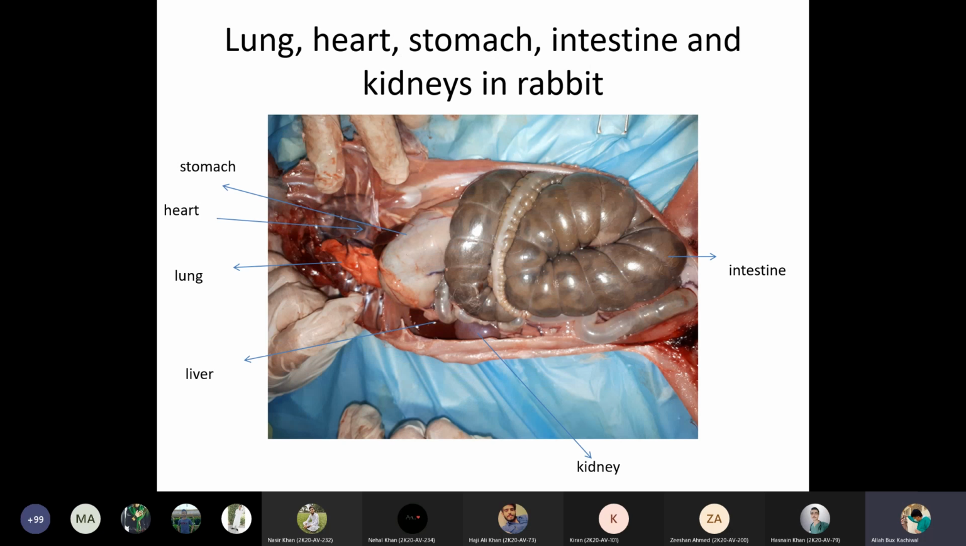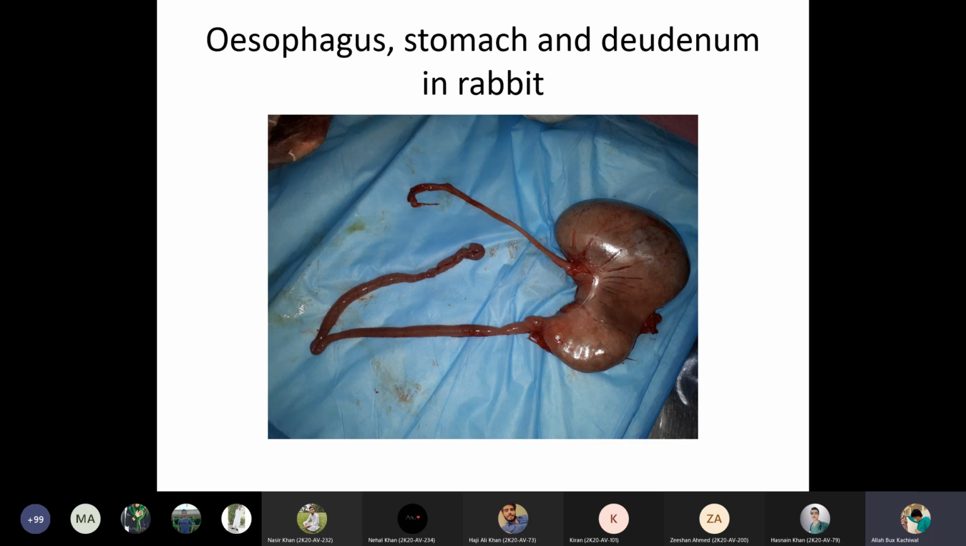If you see, there is the stomach of the rabbit, and the heart, and then the lungs and liver, the kidneys, and the intestine of the rabbit. When you are opening the abdominal cavity, you can see that the cecum is a larger portion of the intestine, which is covering the whole abdominal region, and even you can see the kidneys, and they have a connection with the ureter and the urinary bladder. So if you see, this is the esophagus, and then the stomach, and then the duodenum in the rabbit. This is the digestive system of a rabbit.